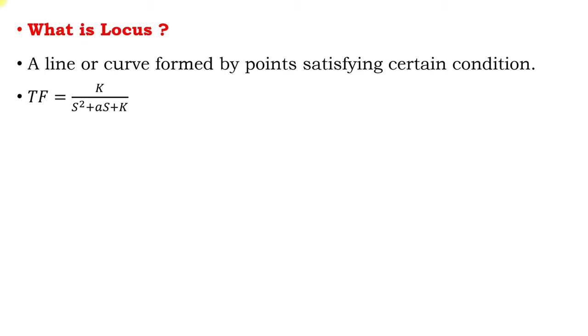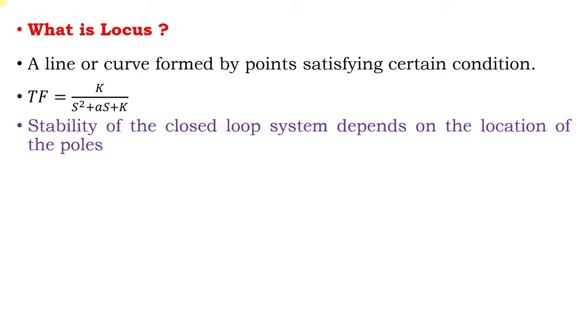Well, let us take one simple transfer function of a second order system, that is TF equals K divided by s square plus as plus K. The stability of such a system depends on the location of the poles. As you know already, if the poles are on the left hand side of the S-plane, then the system is stable. If poles are on the imaginary axis, then the system is marginally stable. If poles are on the right hand side of the S-plane, then the system is unstable.